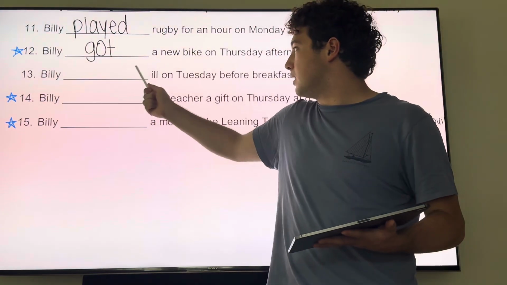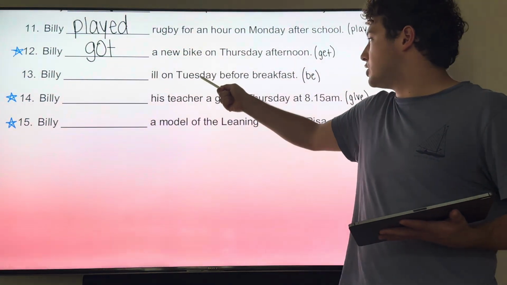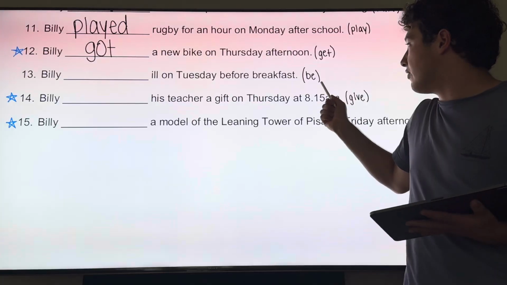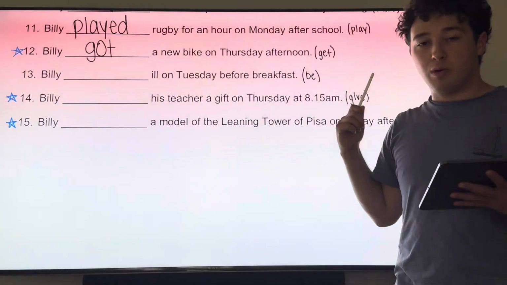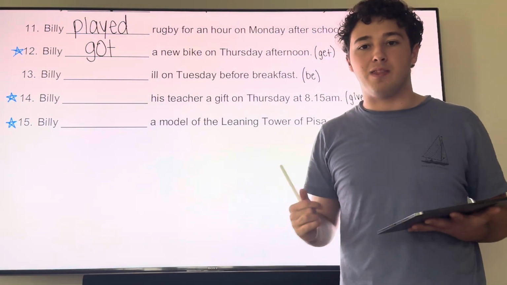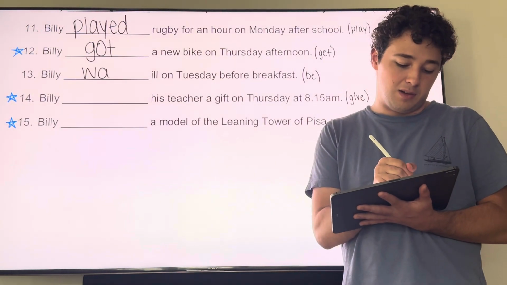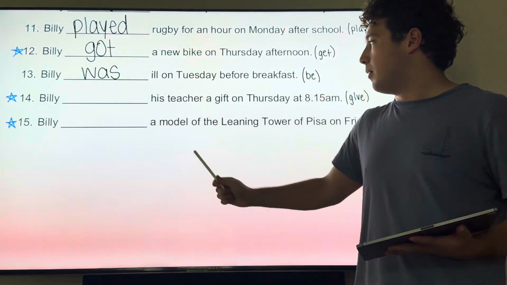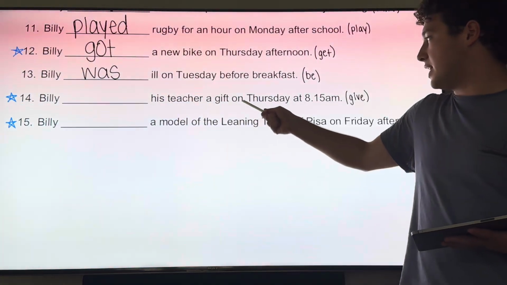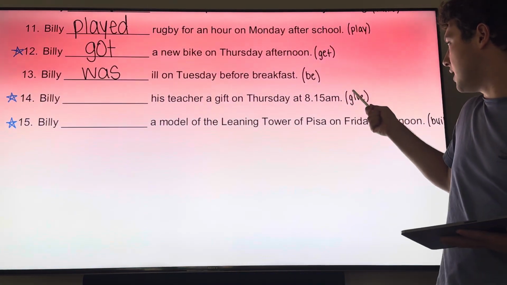13. Billy blank ill on Tuesday before breakfast. The verb they give you is be. We've already worked with the verb be quite a bit in the past, so you'll know it would be Billy was ill.